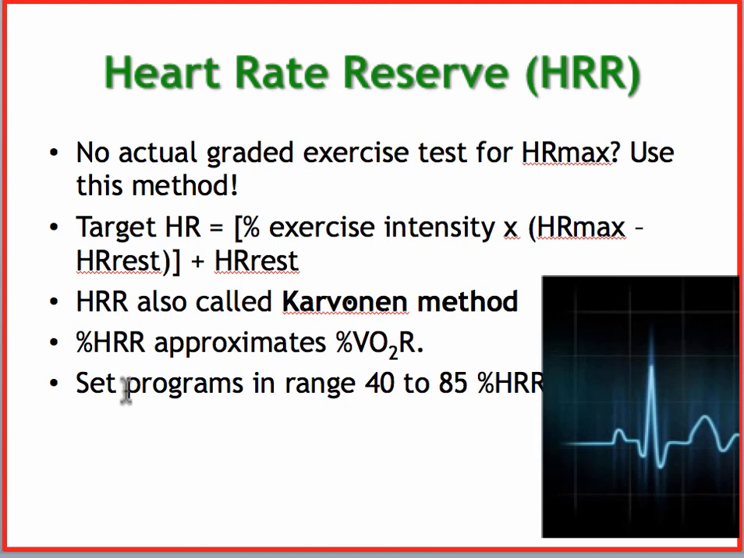Generally for most people, you want to set programs that range between 40 and 85% of their heart rate reserve. Less fit people, more towards 40, more fit people, more towards 85%.